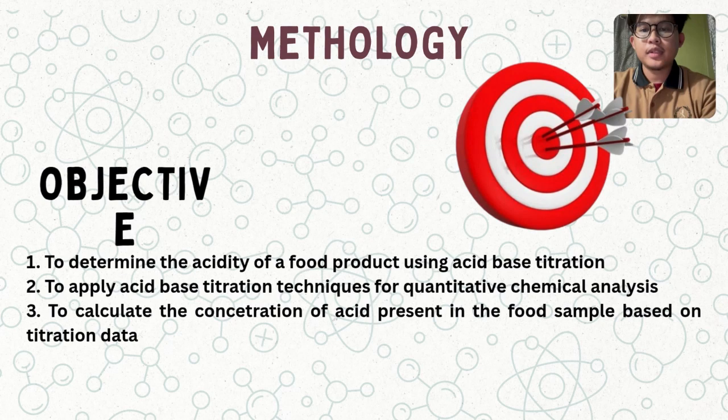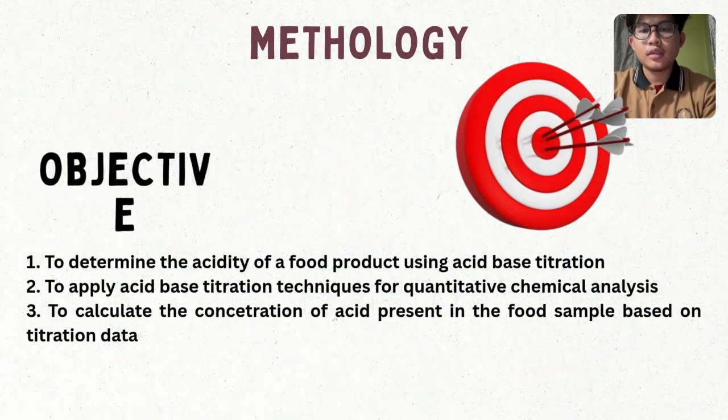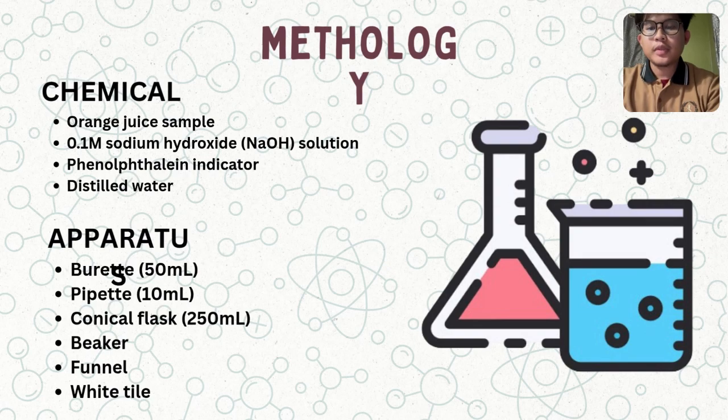Objectives of this experiment: first, to determine the acidity of a food product using acid-base titration; second, to apply the acid-base titration technique for quantitative chemical analysis; third, to calculate the concentration of acid present in the food sample based on the titration data. The chemicals used in this experiment are orange juice sample, 0.1 molar sodium hydroxide solution, phenolphthalein indicator, and distilled water.